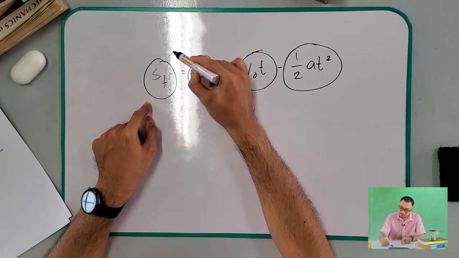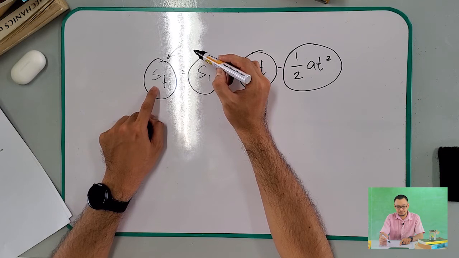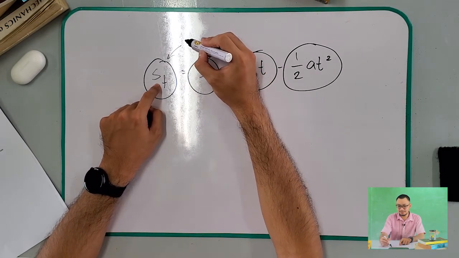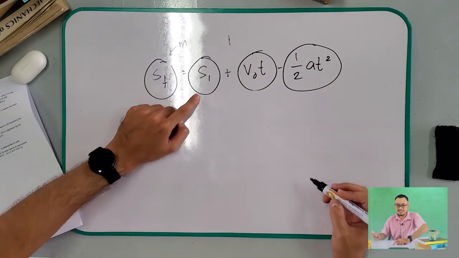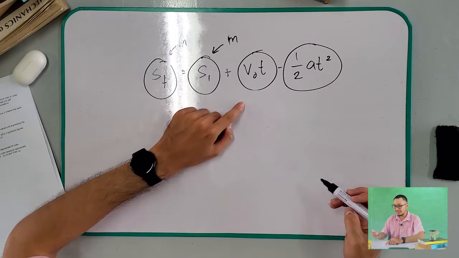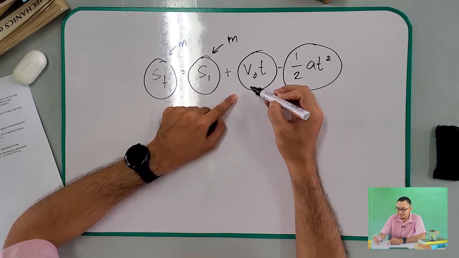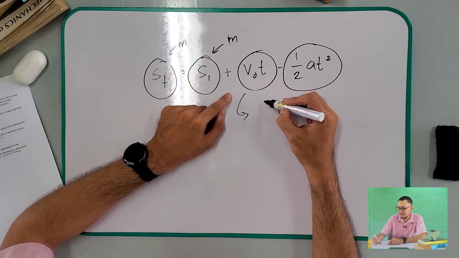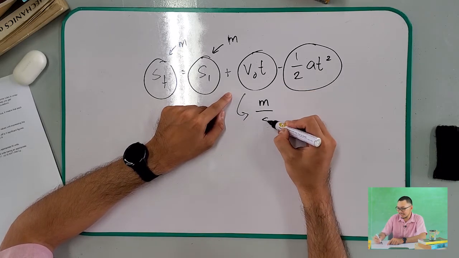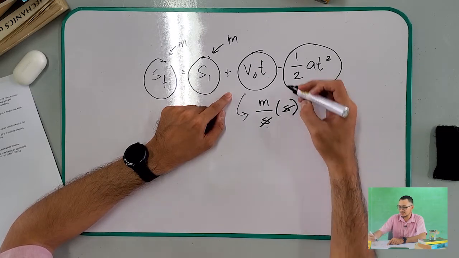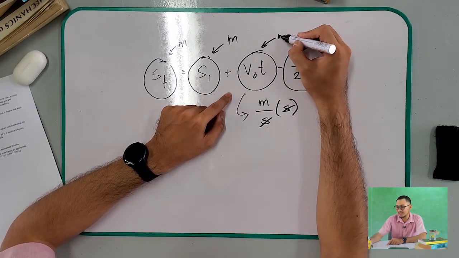Unsa may atong unit aning atong position? This is in meters. You have this initial position which has the unit of meters. And you have velocity times time. Unsa man na atong velocity times time? Unsa ay atong unit sa velocity? Meters per second. And then you multiply og time which is second. So na-cancel ang second. So this is just meters as well.